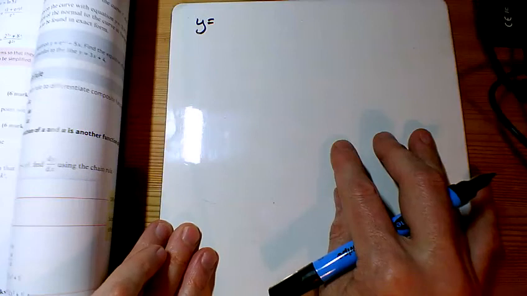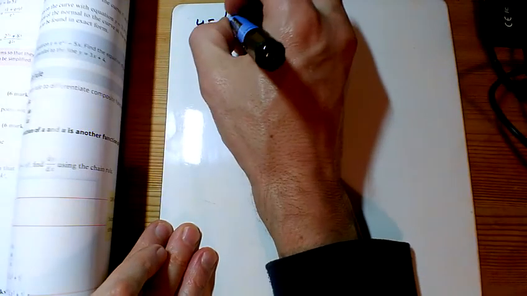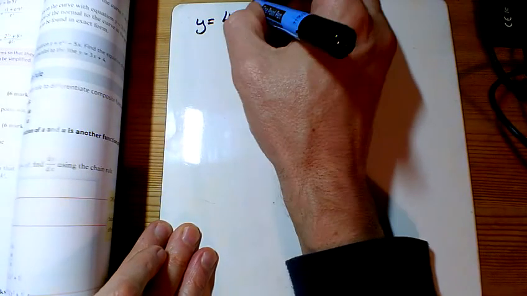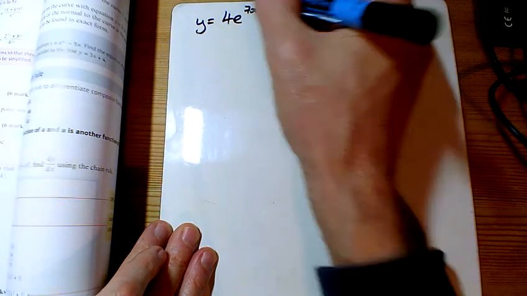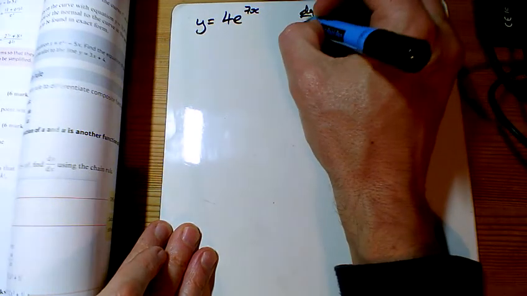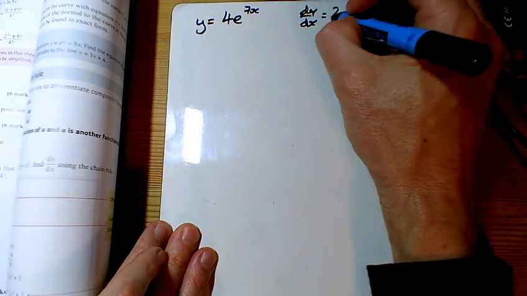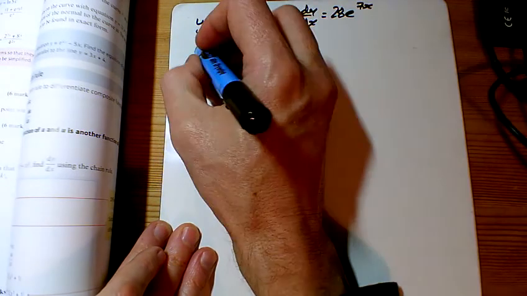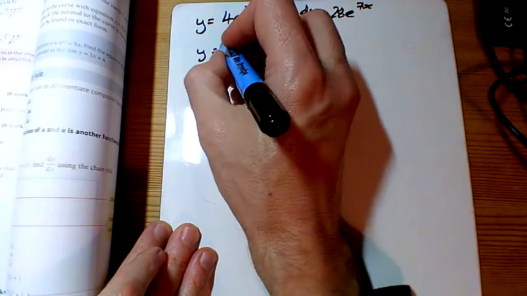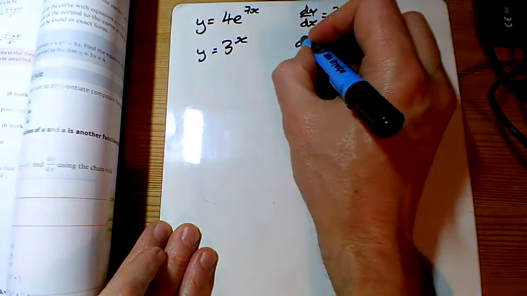So exercise 9b, we got some things to differentiate, some exponentials. So we've got 4e to the 7x, and so when we differentiate this, the e to the 7x stays the same. We times by the 7, so it's just 28. For the second one, we've got 3 to the power of x.